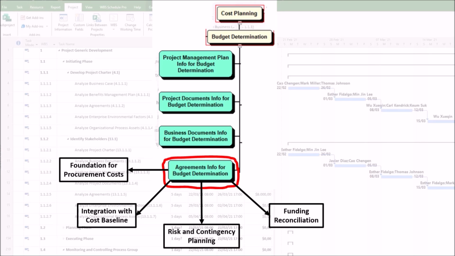4. Funding reconciliation. Projects with phased funding must align procurement payments with funding cycles. Agreements help reconcile expenditures with available funds, ensuring the project doesn't overspend in a given period. 5. Compliance and stakeholder alignment. Agreements reflect stakeholder commitments, such as client-funded milestones or vendor deliverables. Their inclusion ensures the budget adheres to contractual obligations, avoiding disputes or financial shortfalls.